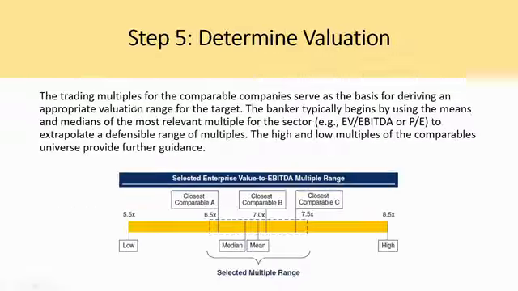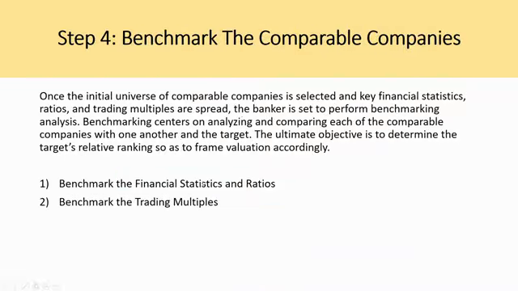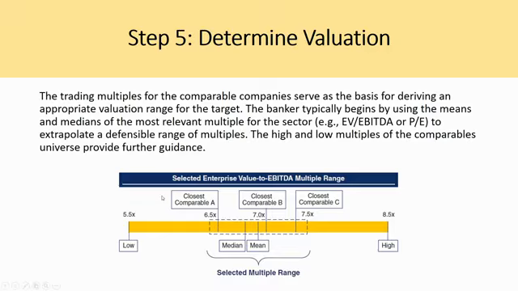So in step 5, you're determining the valuation. The trading multiples for the comparable companies serve as the basis for deriving an appropriate valuation range for the target, right? So we're spreading and benchmarking the financial statistics and trading multiples. But we're using the financial statistics to draw insight with regards to the comparable companies. When we're determining valuation, we're using trading multiples, not financial statistics. And so the trading multiples serve as the basis for deriving an appropriate valuation range for the target.